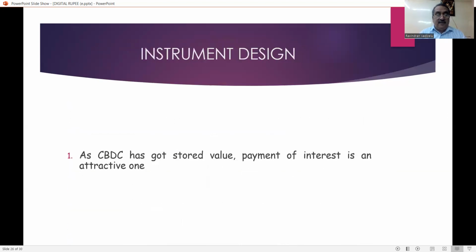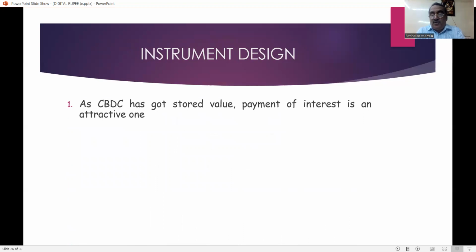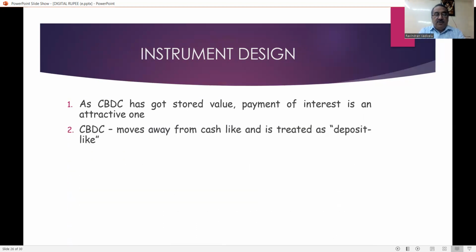And now, instrument design. CBDC has stored value, and payment of interest is an attractive feature. Now in India, the digital rupee retail has no interest value, but in some countries, they are giving some interest. So CBDC has stored value, and for that balance, in a few governments, they are giving interest. So CBDC moves away from cash-like to deposit-like. Normally we are having cash, like 500 notes and everything. If you put the money in a digital wallet, it is almost equivalent to a deposit.